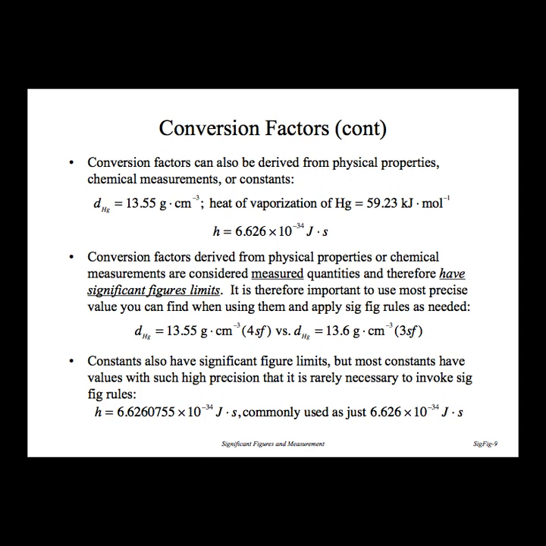So for example, Planck's constant, if you want to use the really accurate number, is 6.626075 times 10 to the minus 34 joule seconds. Commonly, all those digits are not used. We just simply use 6.626 times 10 to the minus 34 joule seconds because it's rare that the quantities that you're given in the problem have more significant figures than 4, so this is plenty for what we need.